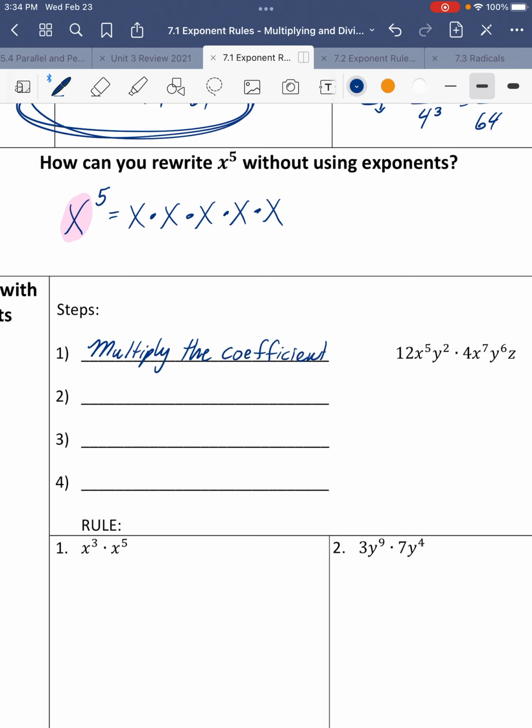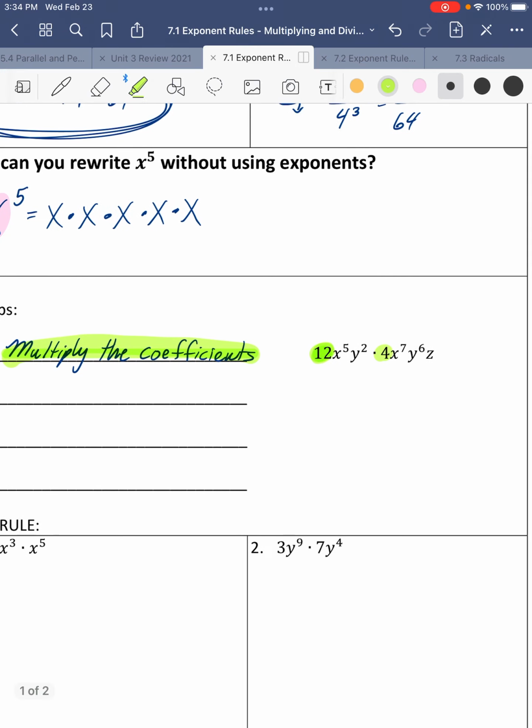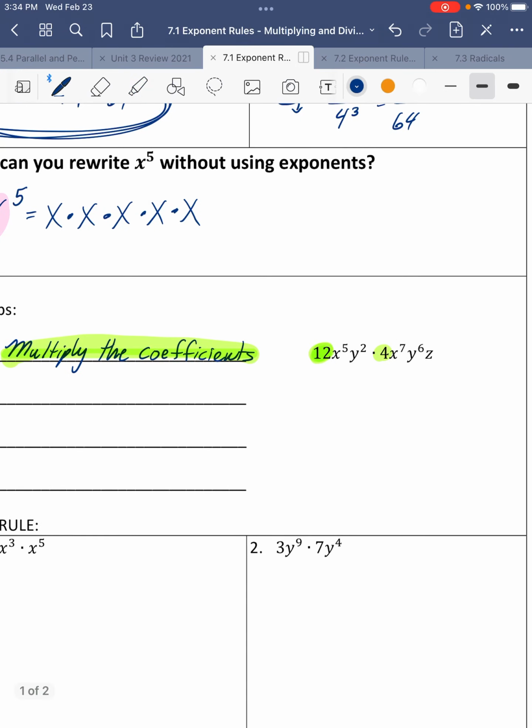And you might be saying, Mr. Johnson, what are coefficients? So I'm going to highlight this in green and show you what the coefficients are. The coefficients are the numbers. So you're going to multiply those. So 12 times 4, that's 48. I'll keep the highlighting going with this.